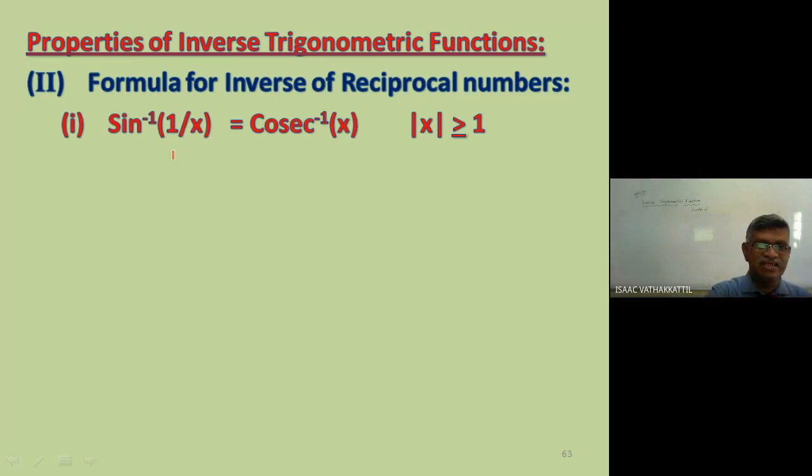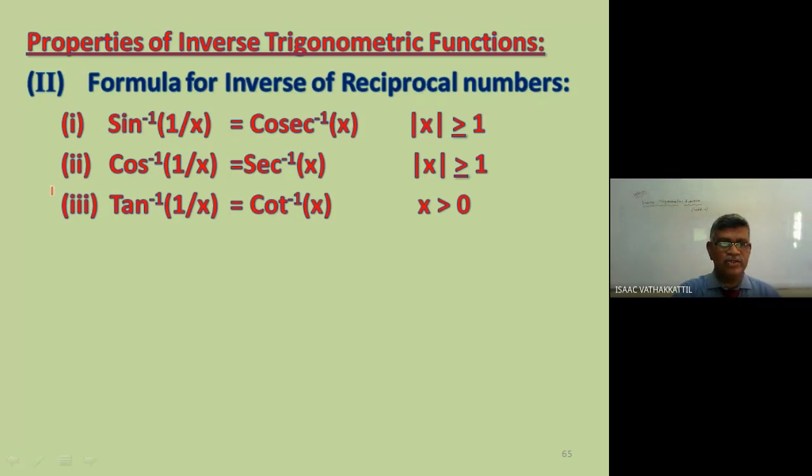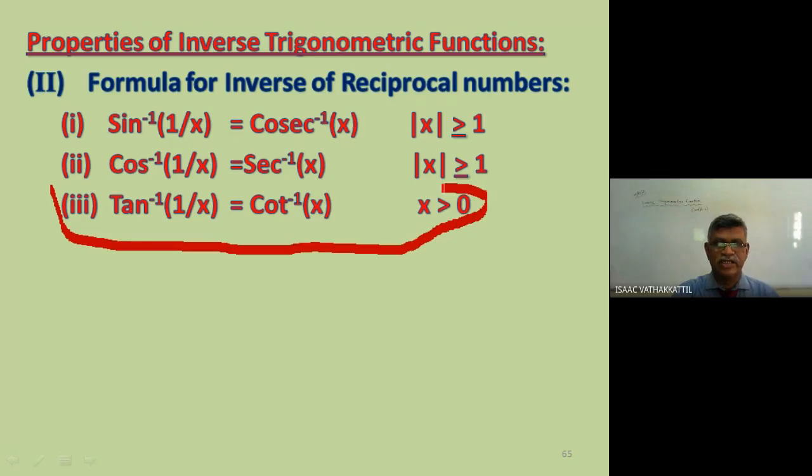Cosec inverse x, it is for all x in the domain. This is sin inverse 1 by x. So mod x more than or equal to 1, then only mod 1 by x must be less than or equal to 1. Cos inverse 1 by x is sec inverse x. Tan inverse 1 by x equal to cot inverse x. Only thing to note here is that this is valid only when x is positive.